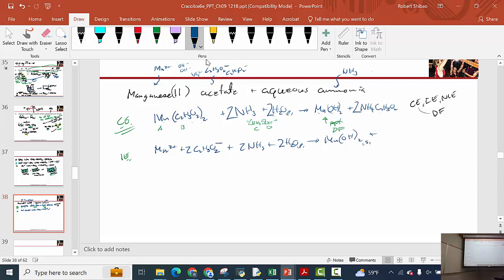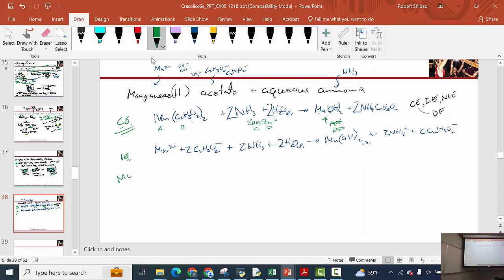Ammonium acetate, that's soluble. All ammonium salts are soluble, all acetates are soluble. So it's a strong electrolyte. What do we do? 2 NH4+ and 2 acetates, each with a negative charge.